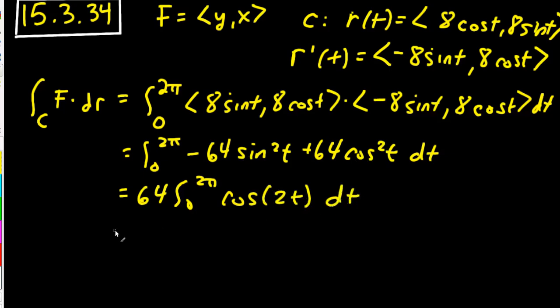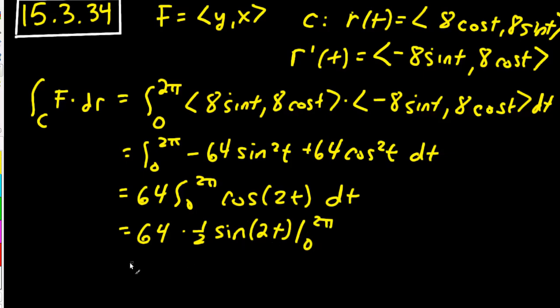And this allows us to integrate this simply because we have 1/2 sine 2t. So there's my 64, and then I integrate to get 1/2 sine 2t as t goes from 0 to 2 pi. Now, sine of 2t takes on the same values no matter whether you plug in 2 pi or 0. So this whole thing has an integral of 0.